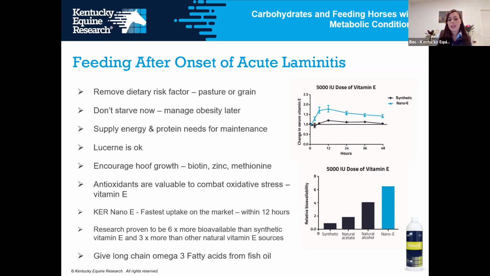And including these antioxidants, particularly something like nano-E, we do see an increase in serum vitamin E levels within 12 hours. And it is the fastest uptake on the market. So it's something that can be very strategically used when we need it most.